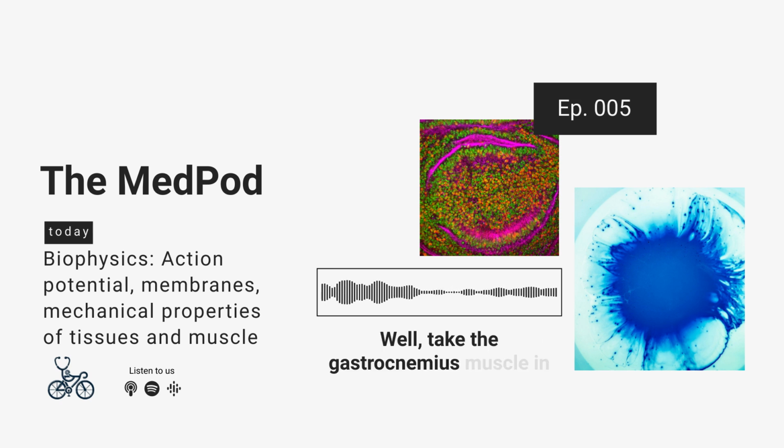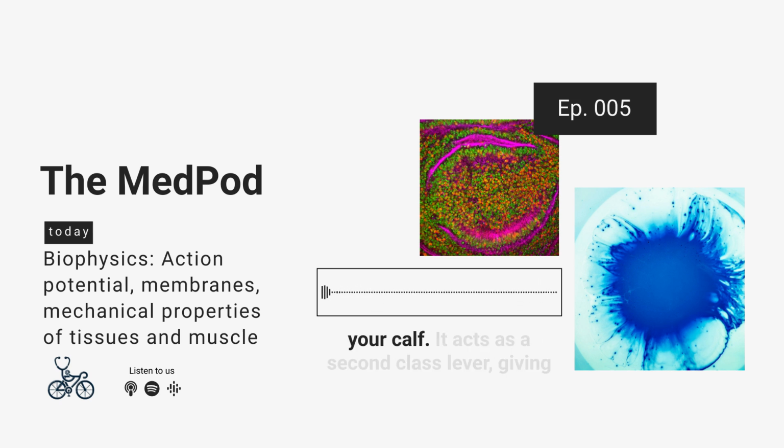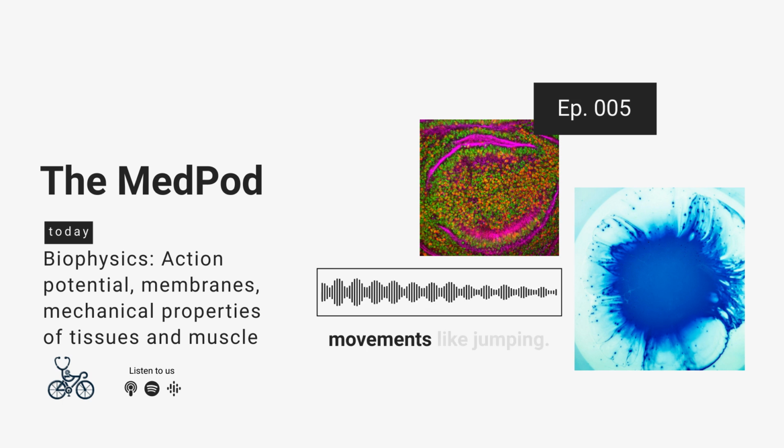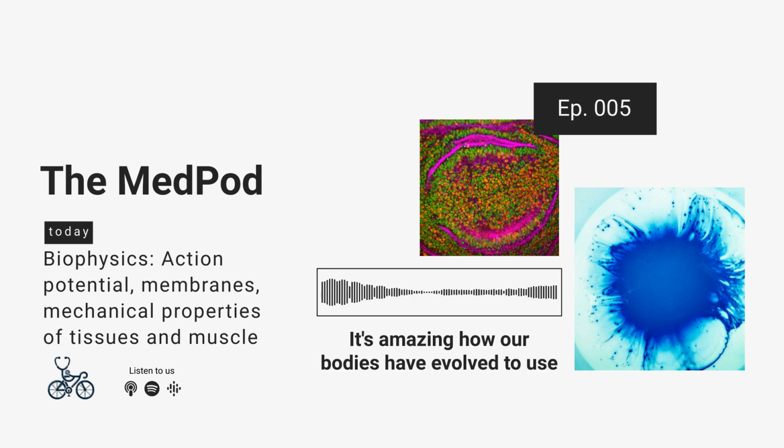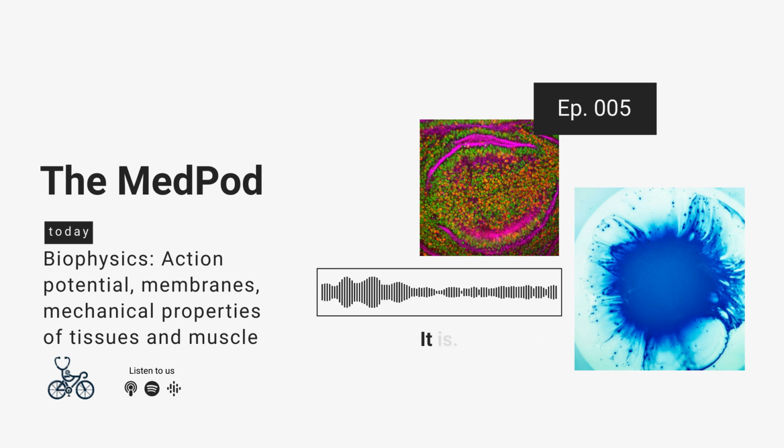Well, take the gastrocnemius muscle in your calf. It acts as a second-class lever, giving us a mechanical advantage for powerful movements like jumping. It's amazing how our bodies have evolved to use these lever systems so efficiently. It is. But muscles aren't the only tissues with important mechanical properties, are they?